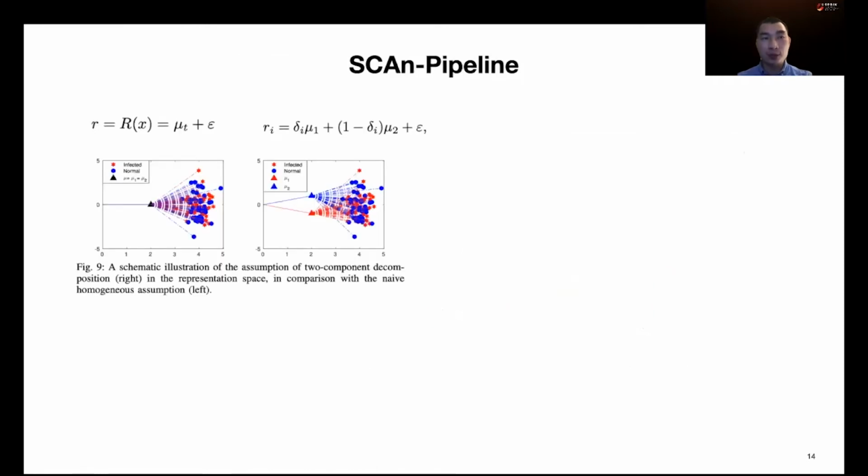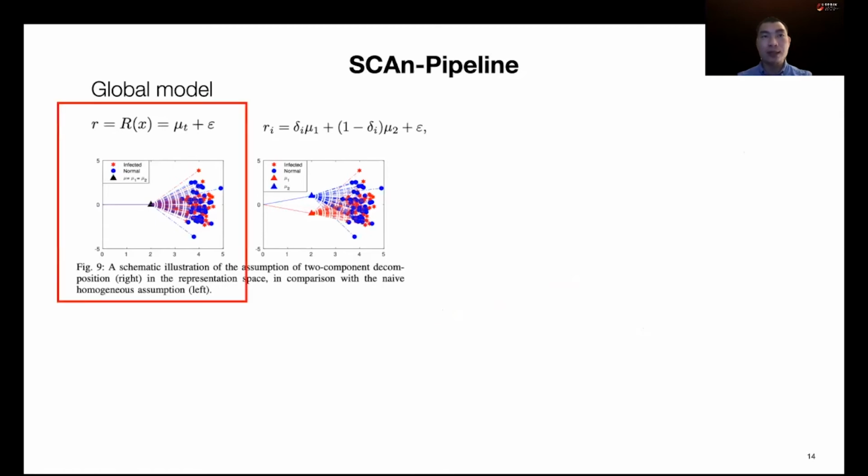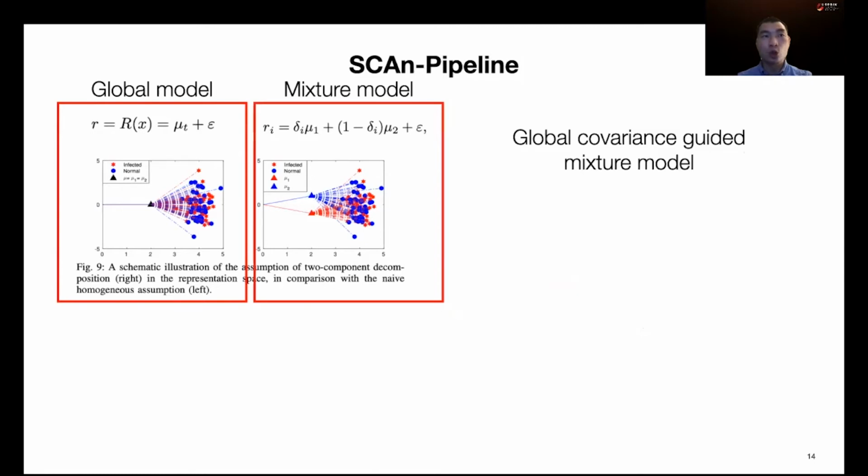Based on this assumption, we build 2 models, a global model and a mixture model. We use the global model to describe those clean classes without misclassified representations. We use the mixture model to describe the target class that may contain representations that come from 2 or more classes. To detect the backdoor, we construct a hypothesis test to determine whether the mixture model is more suitable for one class than the global model.